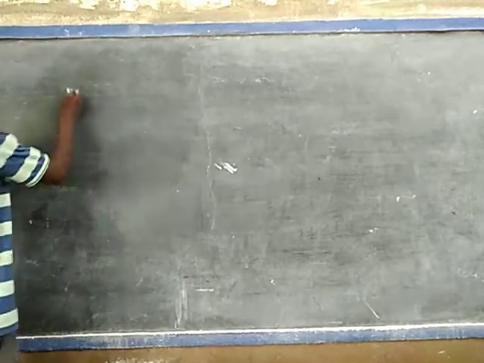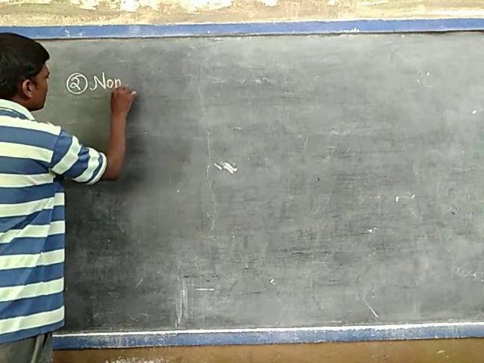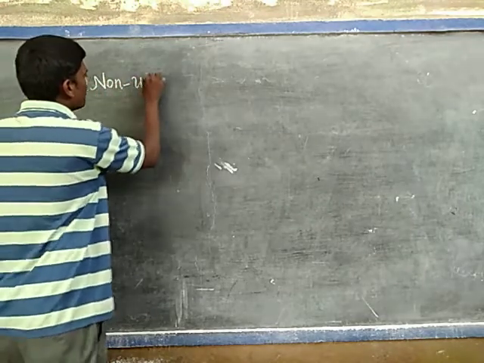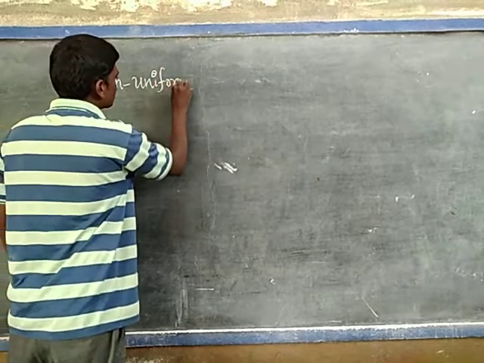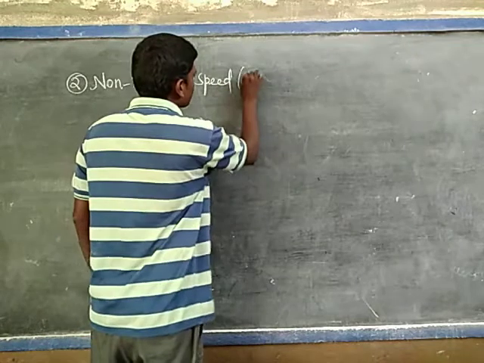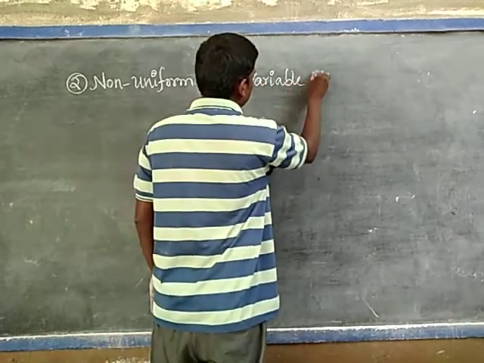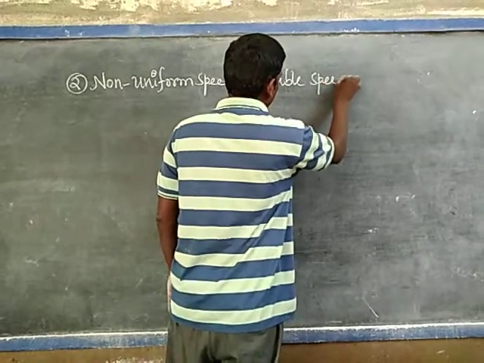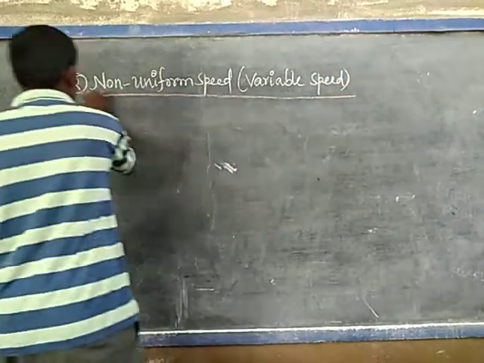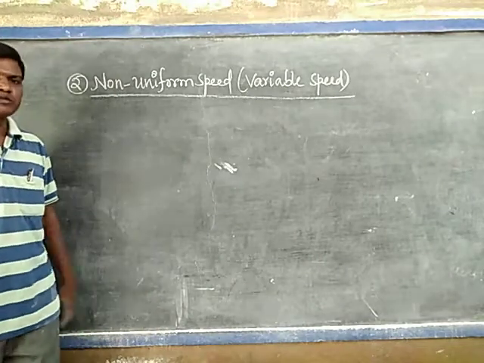Now let me come to the next, the second one. What is the second one? Non-uniform speed. It is also called variable speed. Variable is nothing but change. So it is just the opposite of the uniform speed definition.